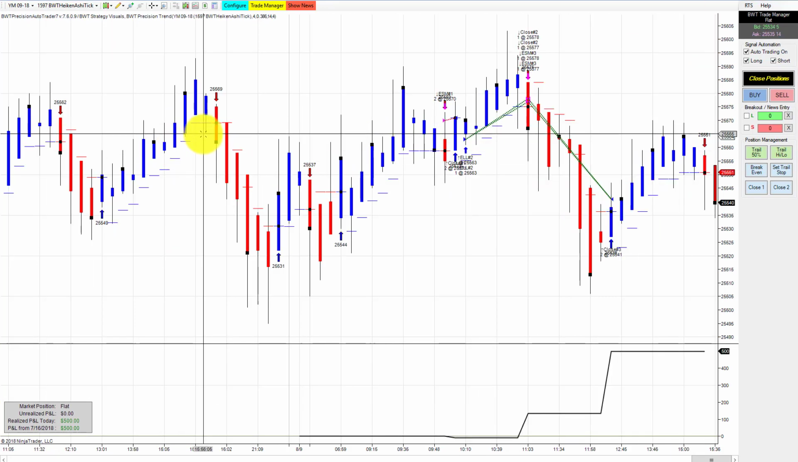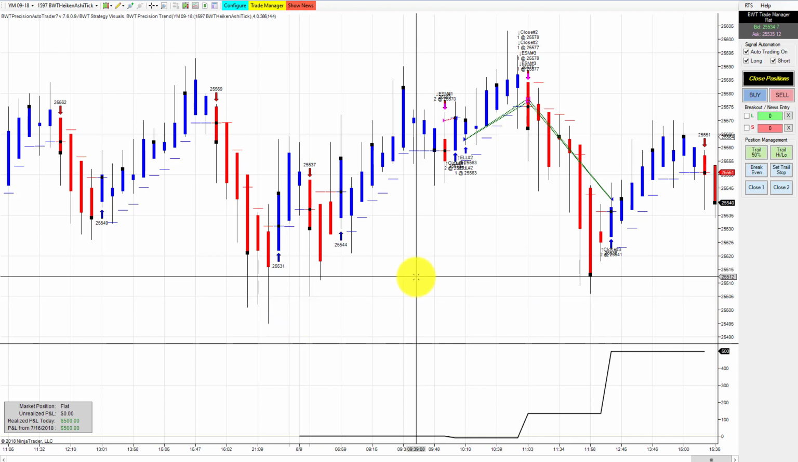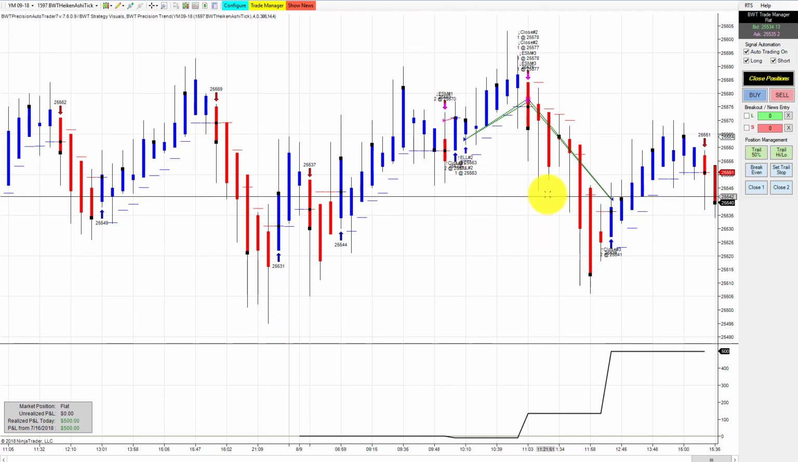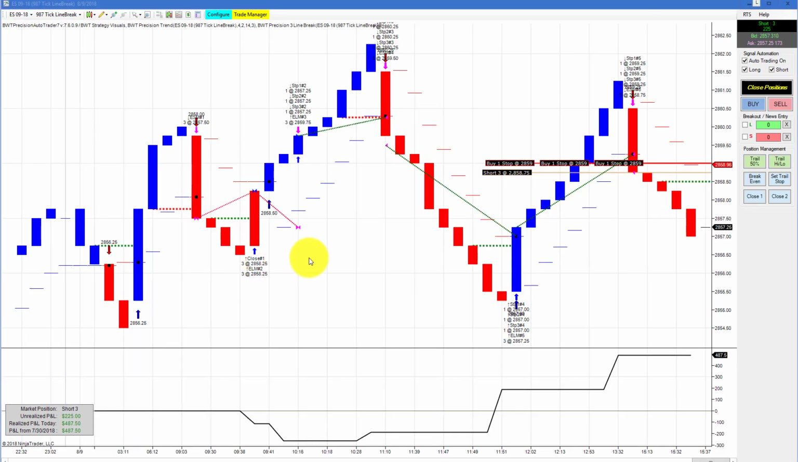Okay, the Dow E-mini contract on a 1597 Heikin Ashi chart did 500 for the day. Had a small loser and 2 winners here. This is trading only 2 contracts. Okay, the E-mini S&P on a 987 tick line break has a closed P&L of 487.50 and an open P&L of about 300 here. So this looks like it's going to have a pretty solid gain for the day. And I'm going to bring the stop in a little closer on this just to ensure that we don't give it all back. And you can see how easy that was to trail the stop down by 50%.